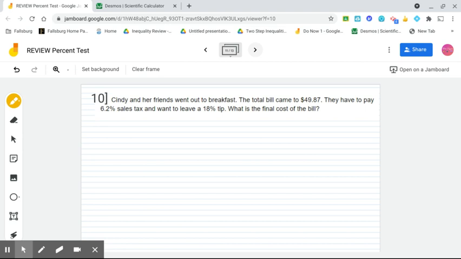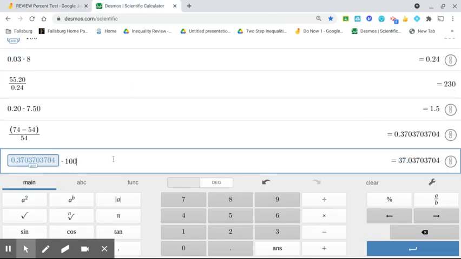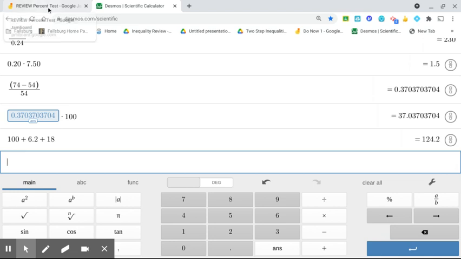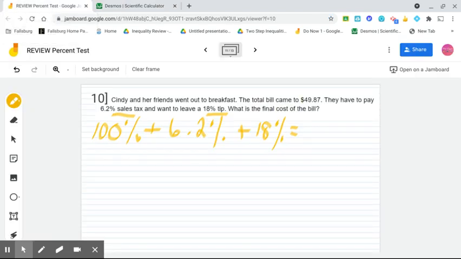So, since we have sales tax and tip, they are both additional prices. We can use method 2 and we can add all the percentages together. So we have to pay 100% of the bill. We have to pay 6.2% sales tax, and we want to leave an 18% tip. So the total amount here, well, we add it up. 100 plus 6.2 plus 18 gives me 124.2. So we're really paying 124.2% of the bill.